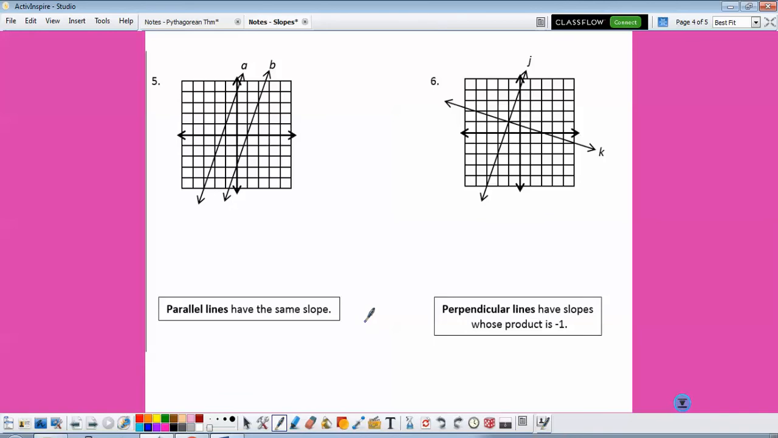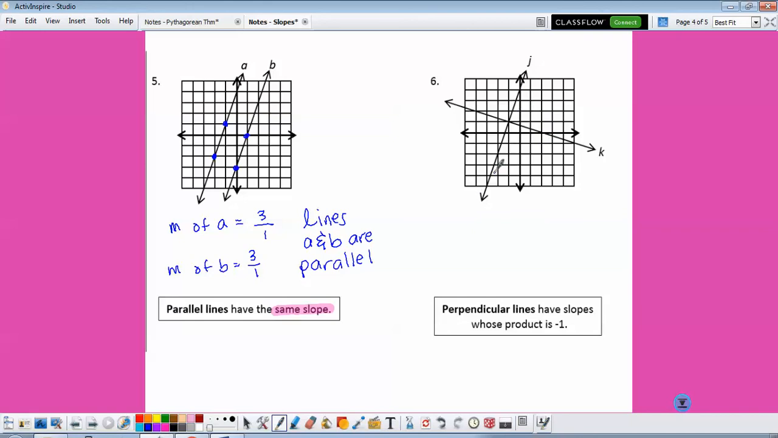If we want to see if lines are parallel or perpendicular, parallel lines have the same slope. So if you look here at line A, that goes up 3 over 1. So the slope of A is 3 over 1. The slope of B is also 3 over 1. So lines A and B are parallel.